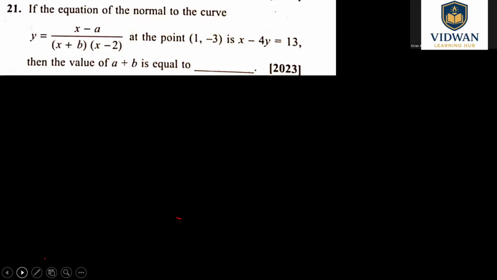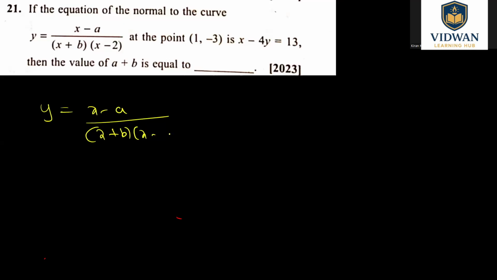If the equation of the normal to the curve at (1, -3) is given, what is the value of a plus b? So what is y here? y equals (x minus a) by (x plus b) into (x minus 2). To find out the normal equation, you first have to find the slope of the tangent as well as the normal. So when you write the derivative, apply the quotient rule.